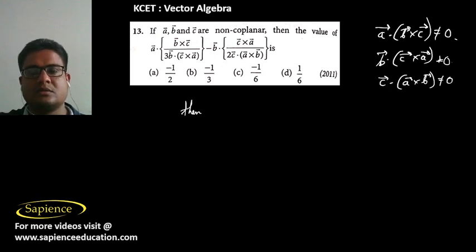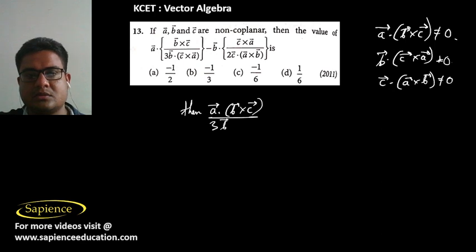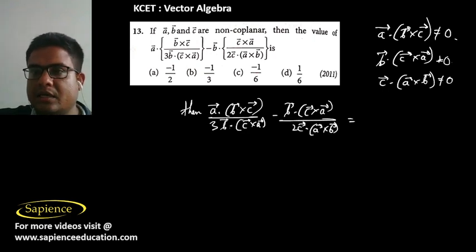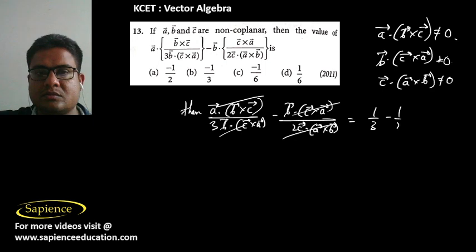So then this value is how? It is a dot b cross c by 3 into b dot c cross a, minus b dot c cross a by 2 c dot a cross b. So these are the same: a dot b cross c is the same as b dot c cross a, and b dot c cross a is the same as c dot a cross b. So these will just cancel out. It's 1 by 3 minus 1 by 2, that is equal to minus 1 by 6. Option C is the correct one.